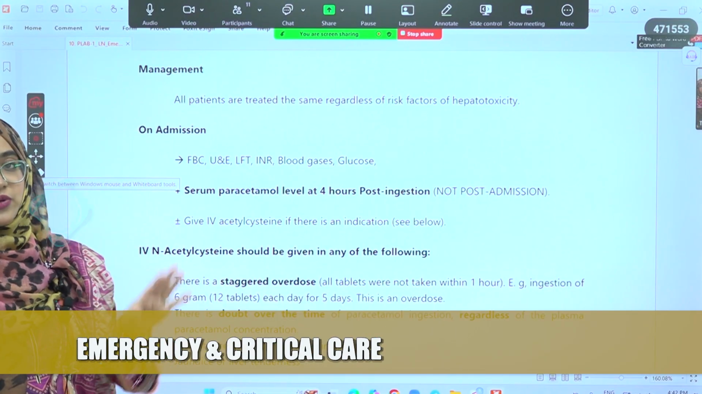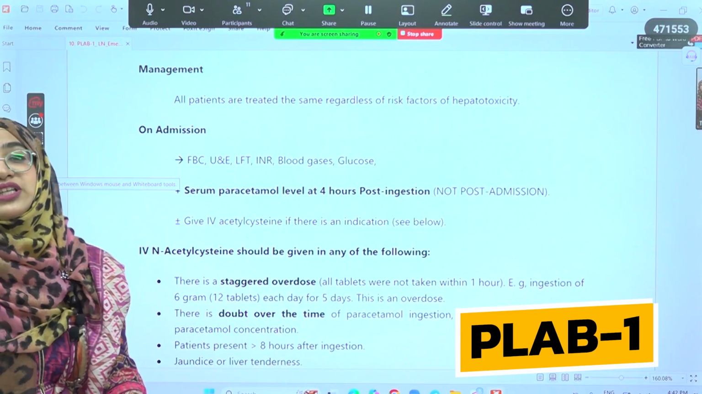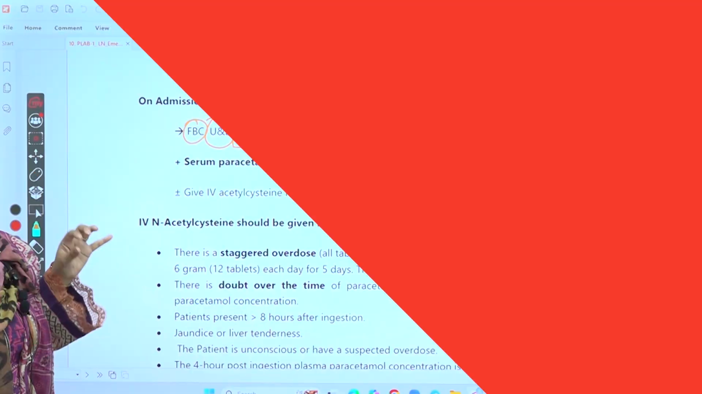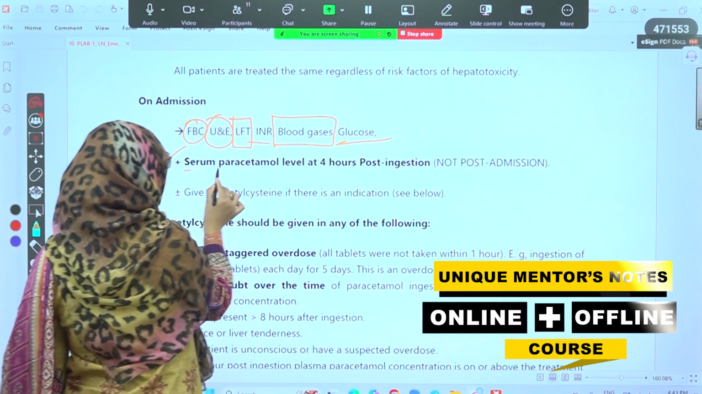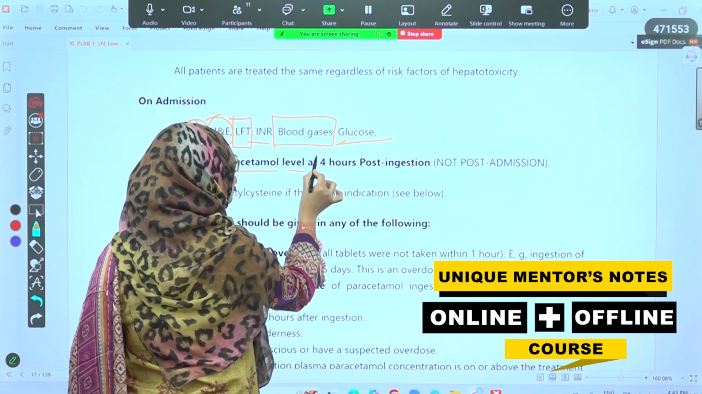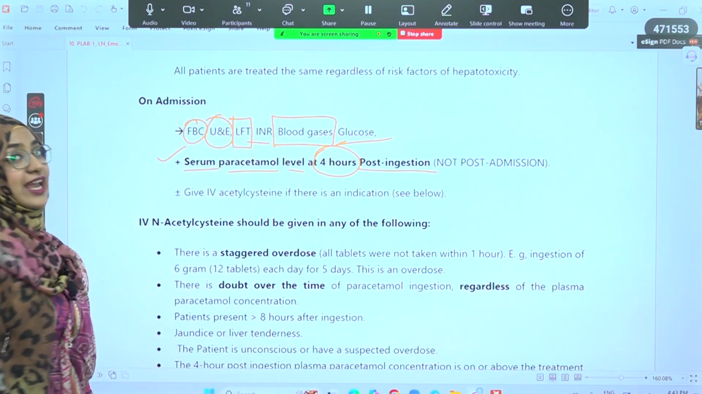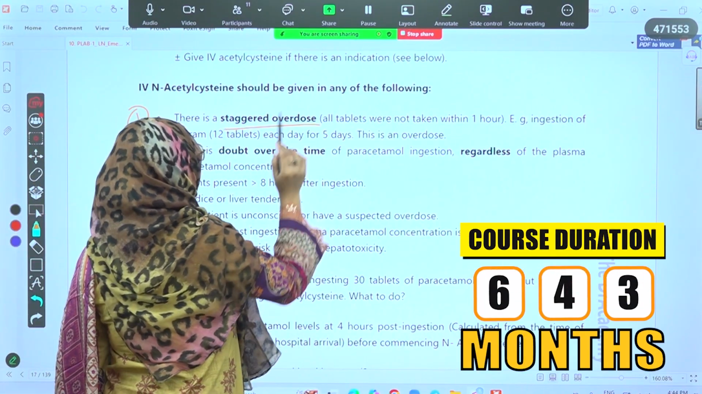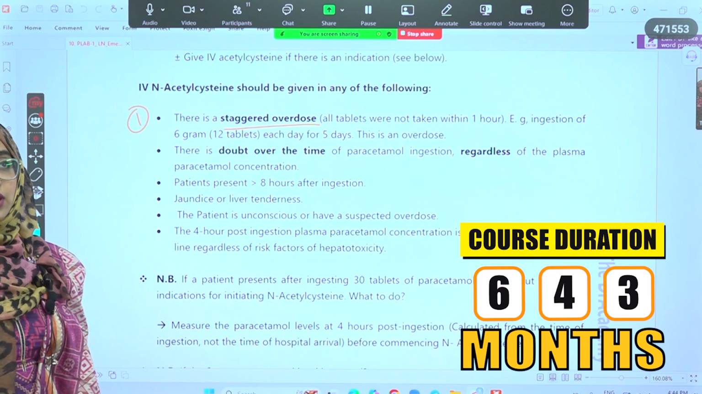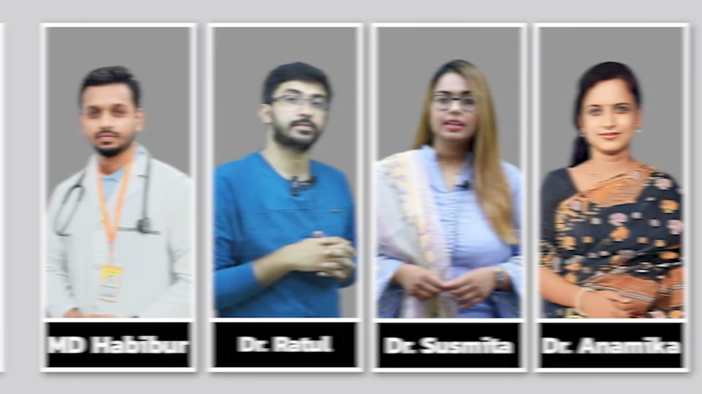The important thing that will come in our exam is management. A patient has come to you with paracetamol poisoning. Now what will we give to this patient as a treatment? The most important one is serum paracetamol level at 4 hours post ingestion, not post admission. There is a staggered overdose. That means the patient has taken above the limit of paracetamol in a staggered dose.